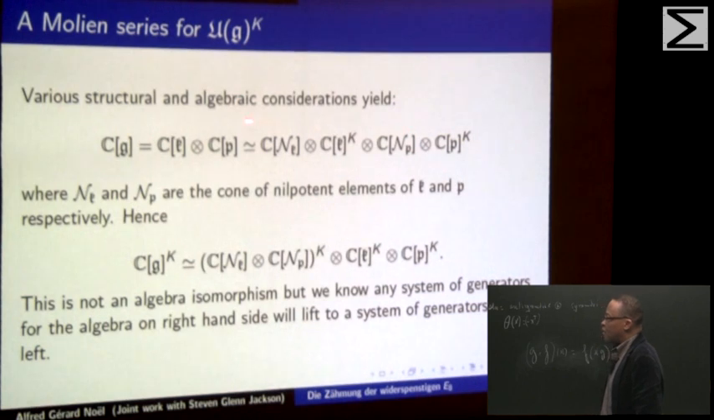Now, in some sense, Kostant had solved that problem in 1959 or 61. Well, you need to do a little bit of work, but we get a lot of information from a very old paper. And out of that, we were able to work out this isomorphism.